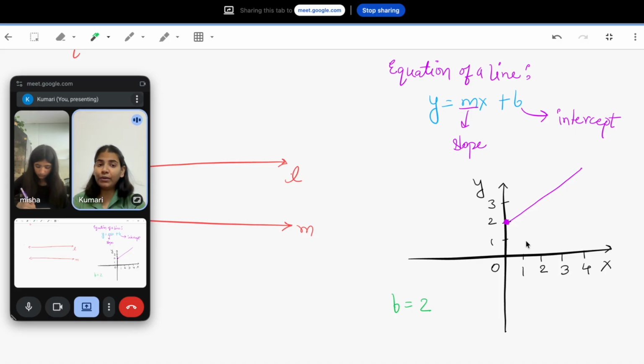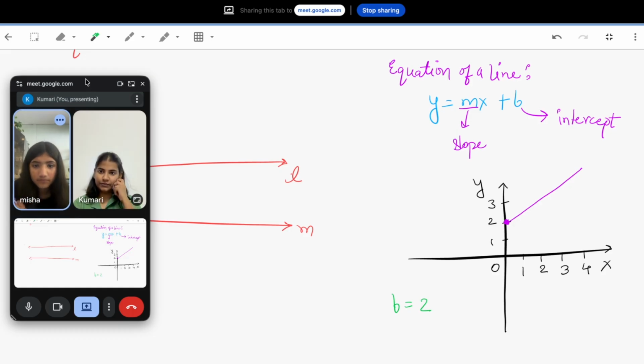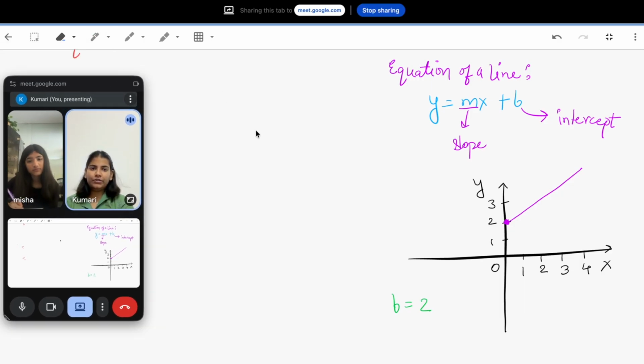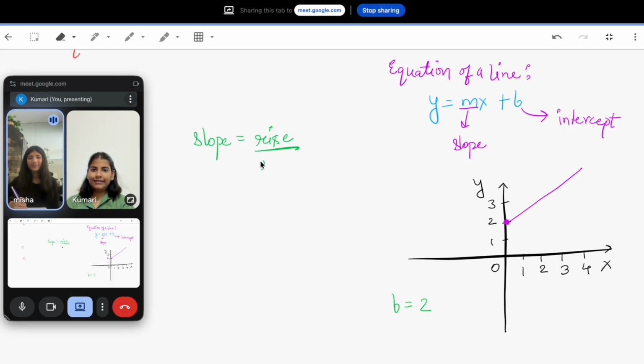Do you remember what the formula for calculating the slope was? Calculating slope. But wasn't it like the formula of a line? What do you mean? Let's say I want to write down the formula for slope. How will I write it down? Remember, slope equals rise over run? Oh yeah, I remember. Rise over run.